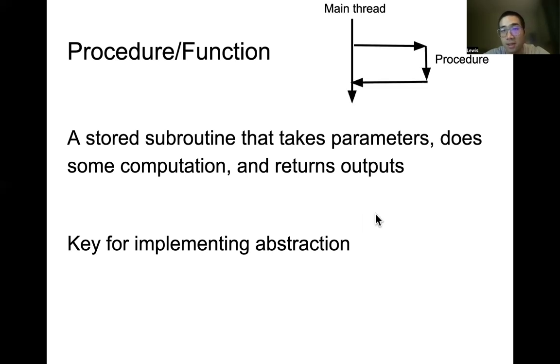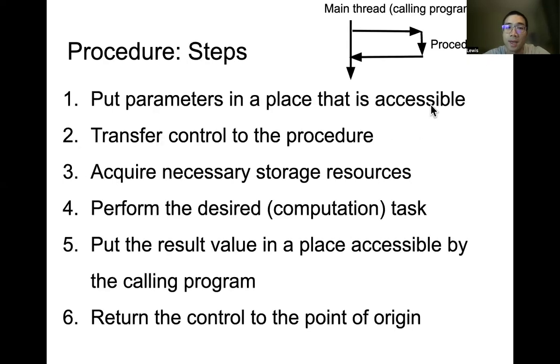Here is an illustration. We have the main execution thread, the main program, and on the right-hand side, we have the procedure. And there are 6 steps to implement this concept of procedures. First, the main thread, the calling program, will need to share the inputs, the parameters, in some place that's accessible by the procedure. And then we need to transfer the control.